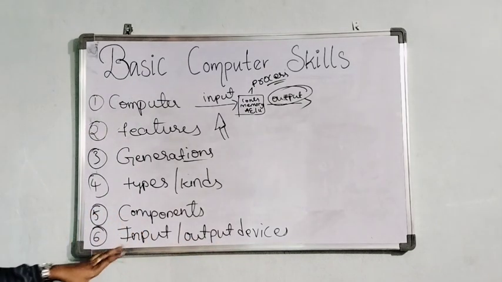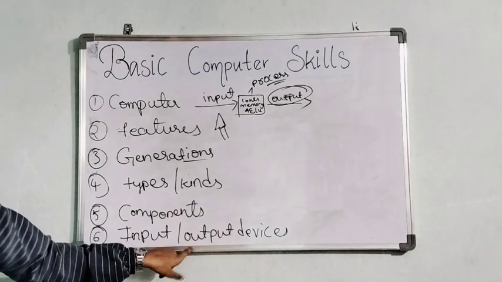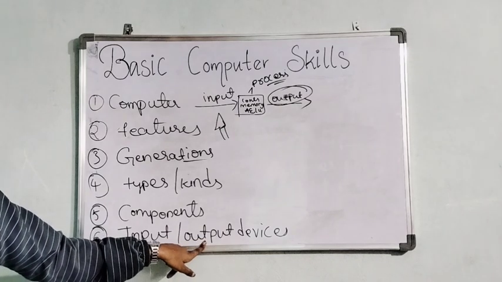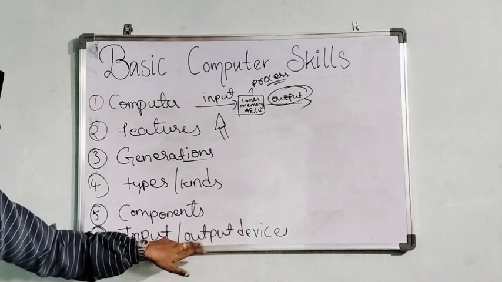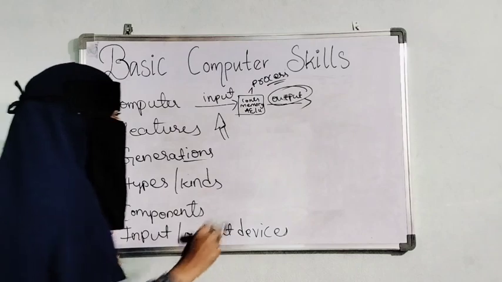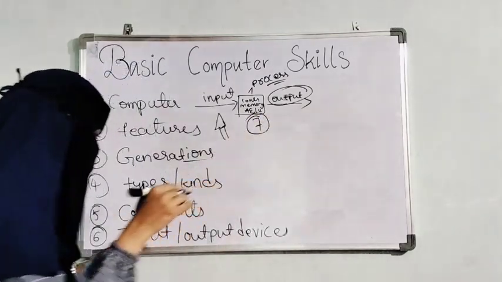Is that okay? Input devices and output devices. Speakers will also come under the output devices. OMR will come in input, and speakers in output. Okay, so the sixth one is also completed.